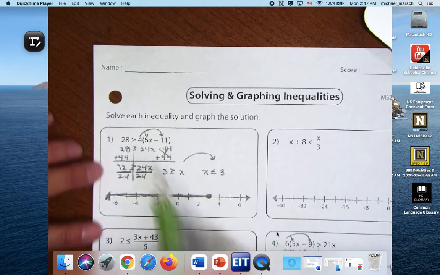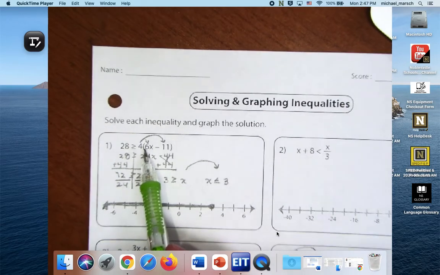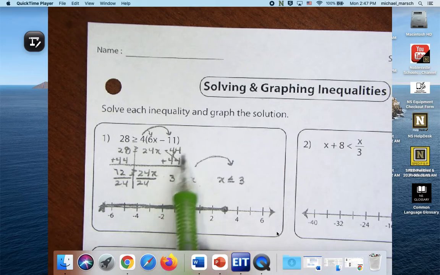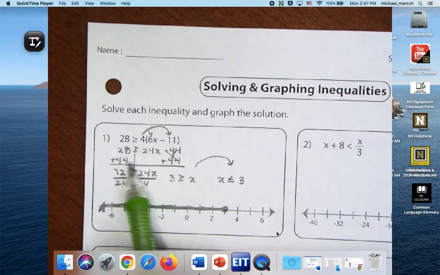Here I distributed the 4. So I got 4 times 6 equals 24, and 4 times negative 11 gives me negative 44. I added 44 to both sides.